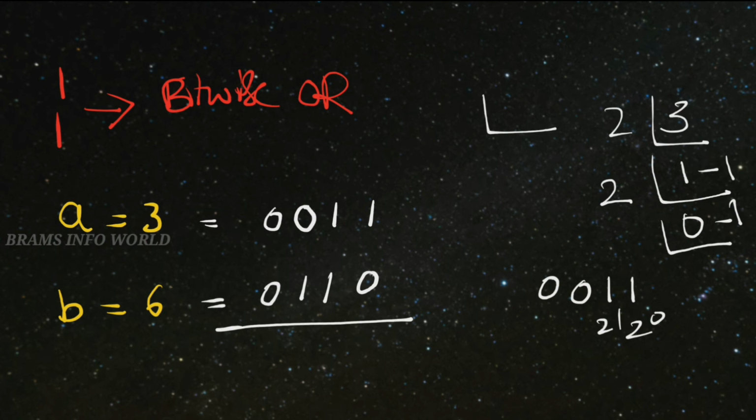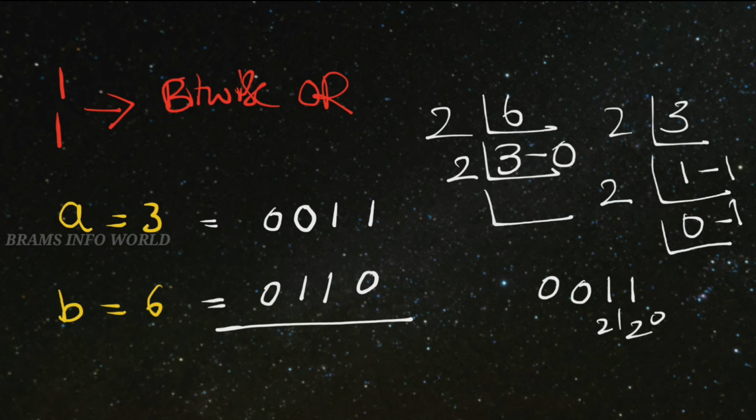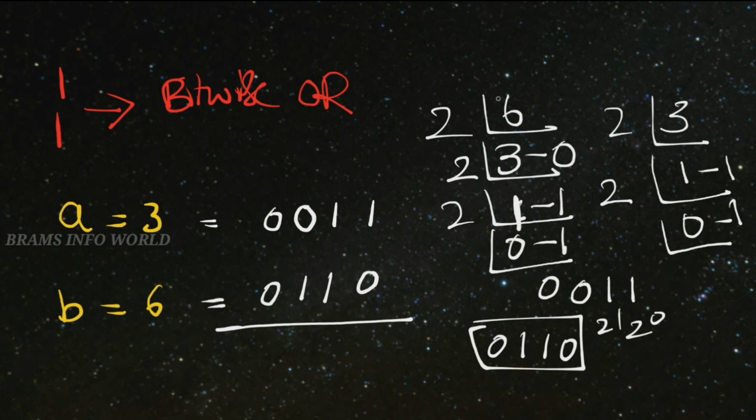We can calculate the 6 like 6 divided by 2, 3, remainder 0, and so on, giving 1 1 0 and 0. This is the value of 6. This is the value of 3.